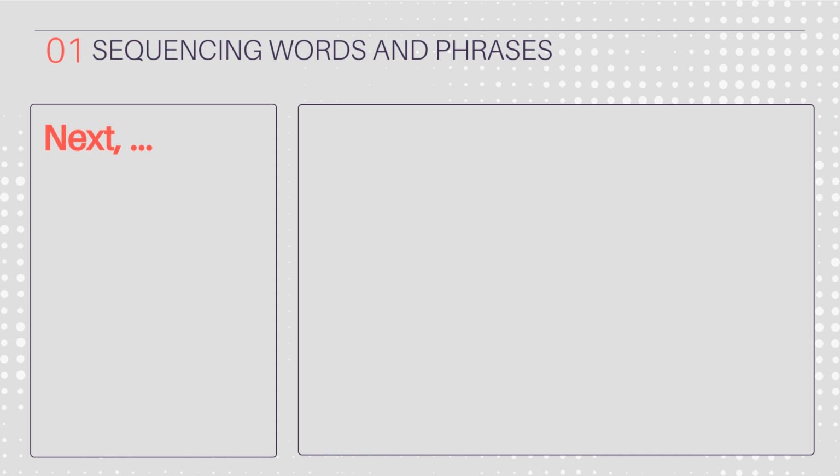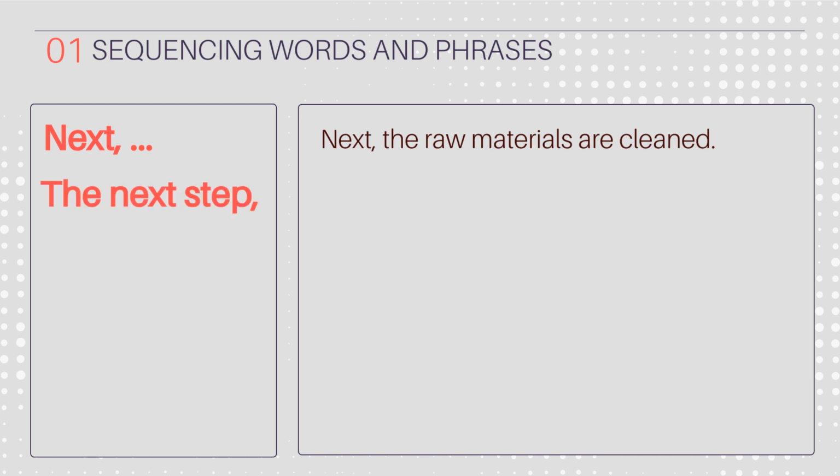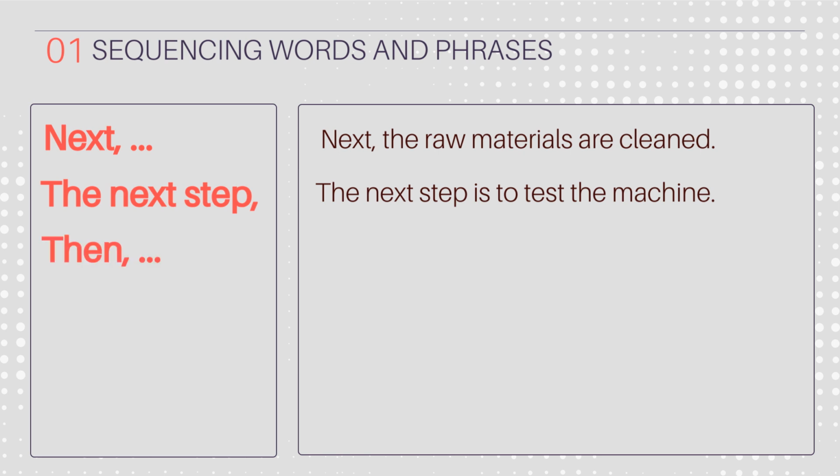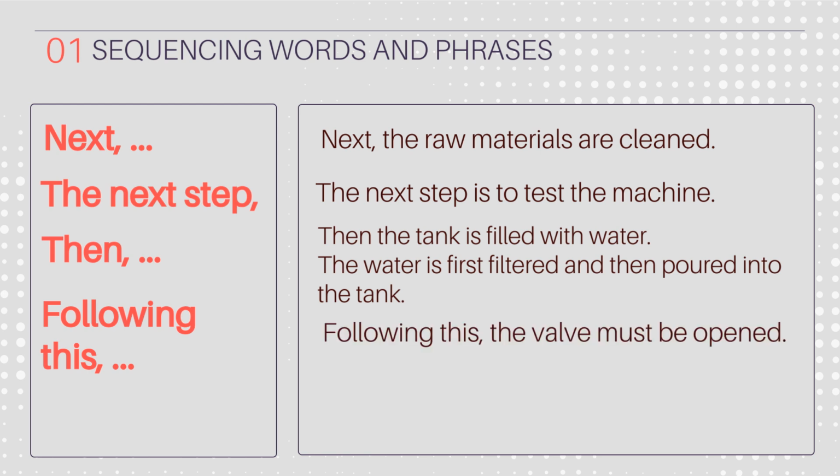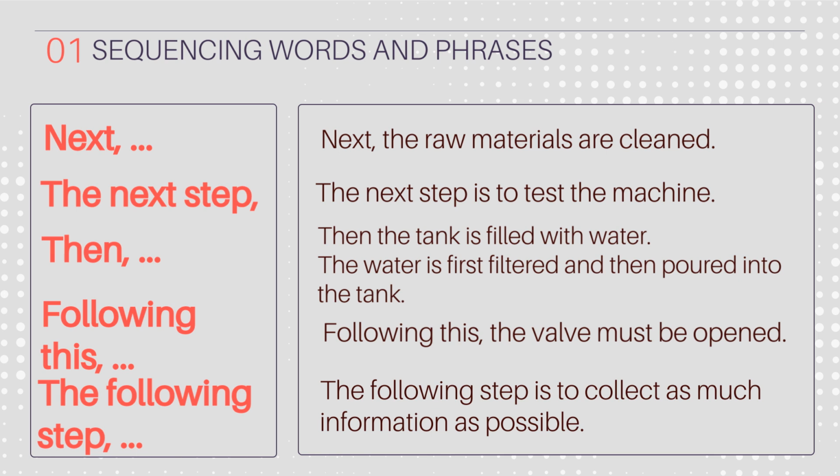Next. For example, next, the raw materials are cleaned. The next step, an example. The next step is to test the machine. Then, for instance, then the tank is filled with water. The water is first filtered and then poured into the tank. Following this. Here is an example. Following this, the valve must be opened. The following step. For example, the following step is to collect as much information as possible.